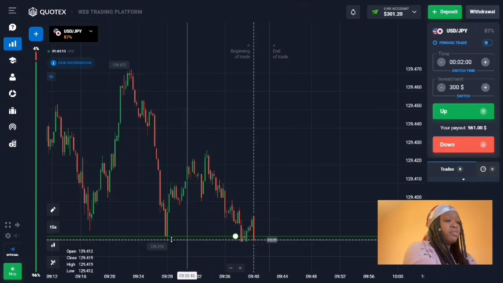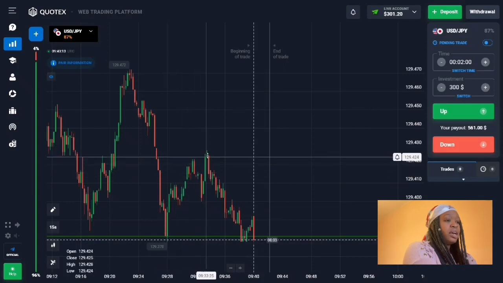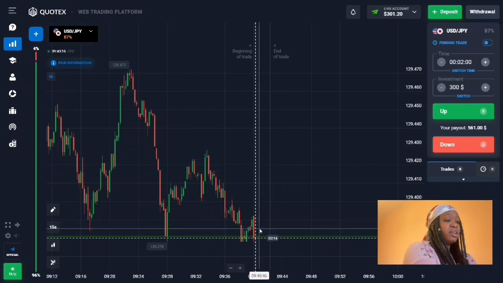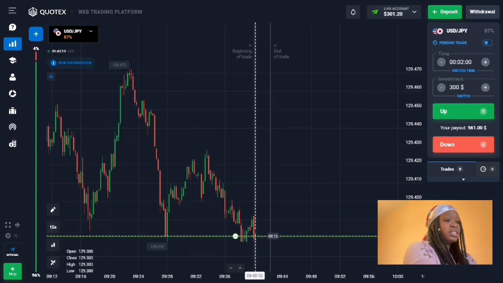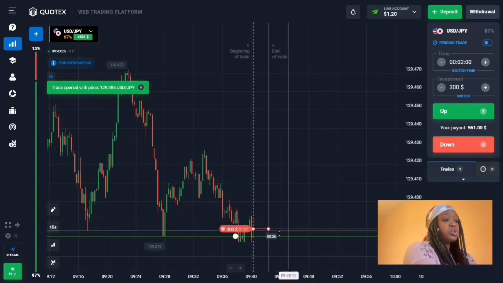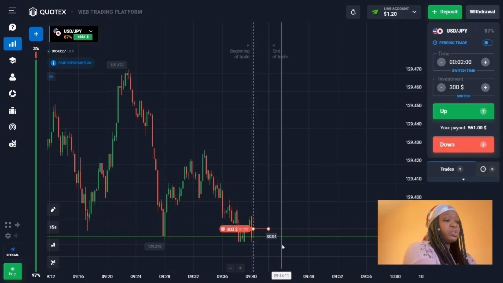This is the level of support, and after the pullback up, price has again come to this level and is squeezing this level, and the price maximum is getting lower. So here I'll enter the market with a down trade for 2 minutes and wait for the results of this trade.